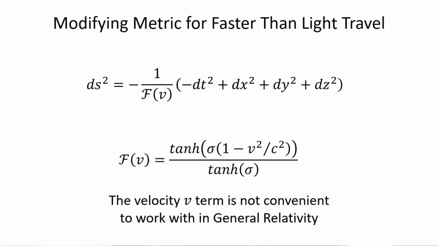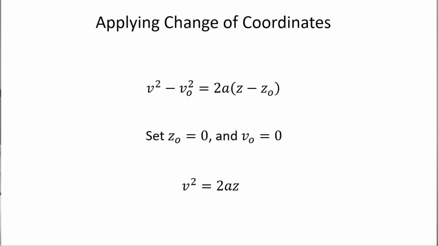We now need to plug our line element into the Einstein tensor to determine what kind of geometry we have. Now we have to modify the transition function because it was dependent on velocity. And working with velocity in general relativity doesn't make a lot of sense and is kind of cumbersome when making the calculations. However, we can apply a coordinate transformation to make things a little bit easier.